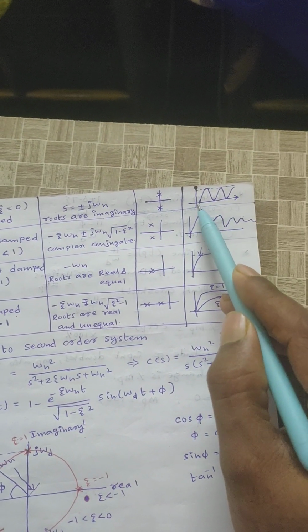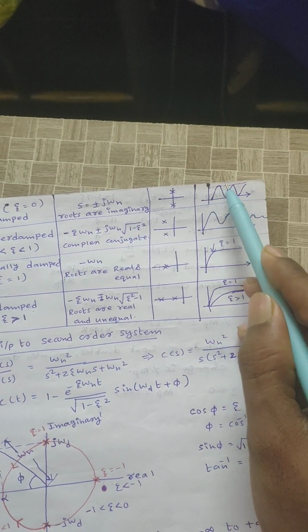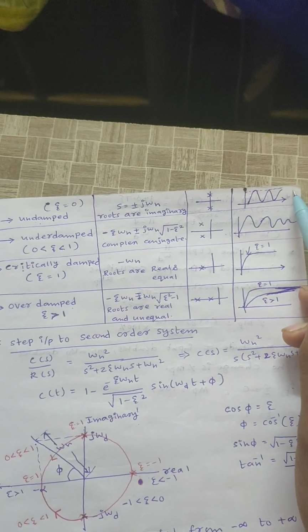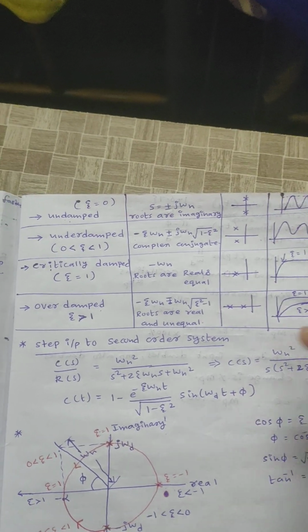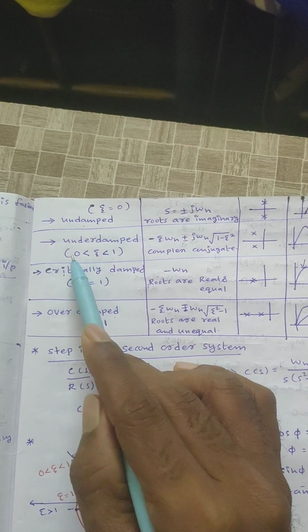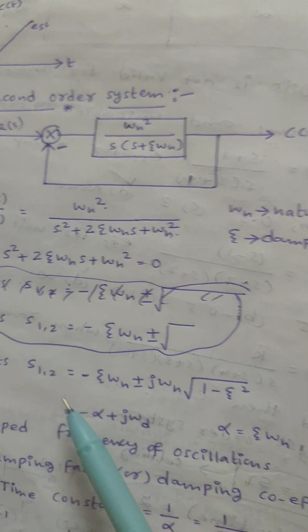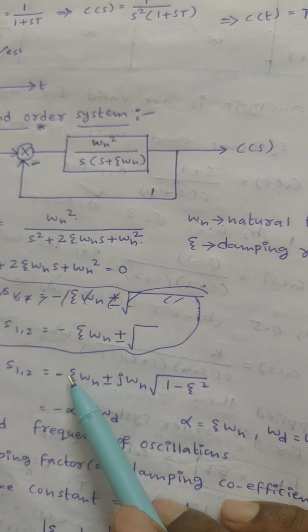This is the waveform in case of zeta equal to 0. This is the response of the output. That is about the undamped system. Next one is the underdamped system. In case of underdamped system, the zeta value varies between 0 and 1.